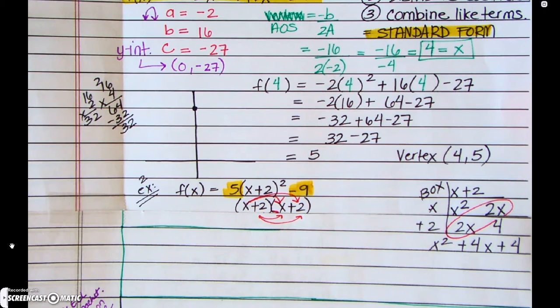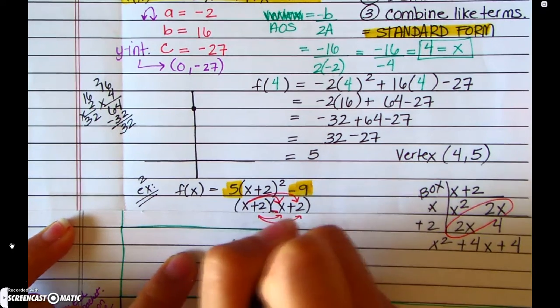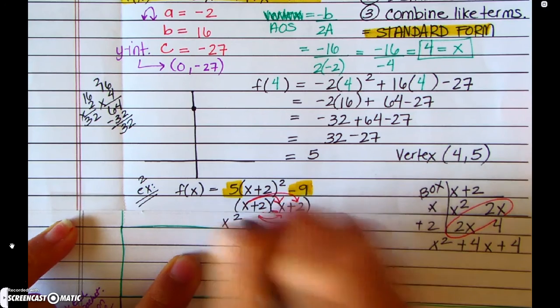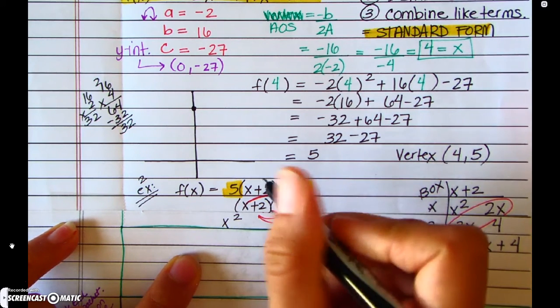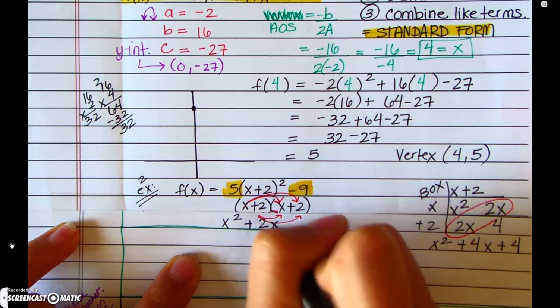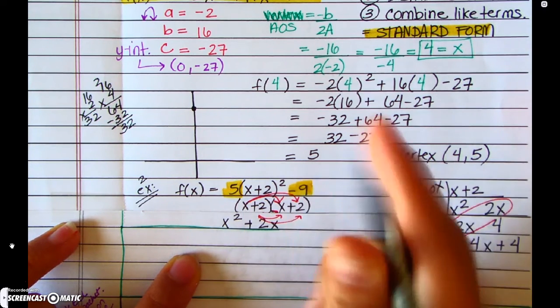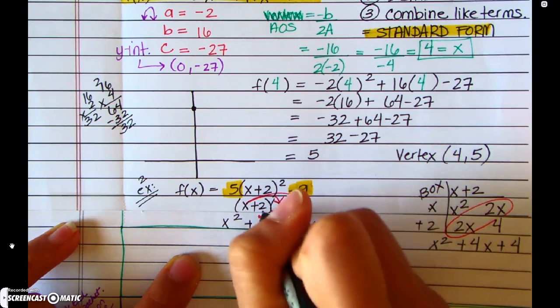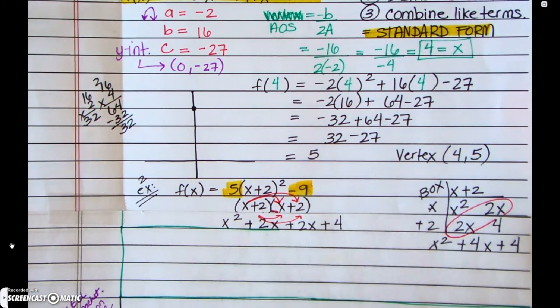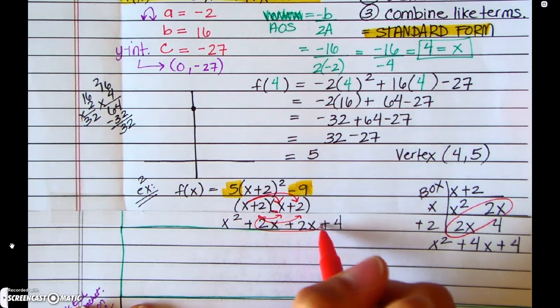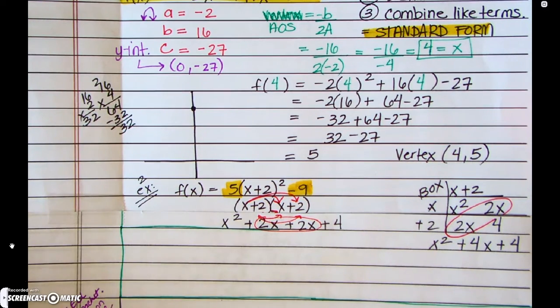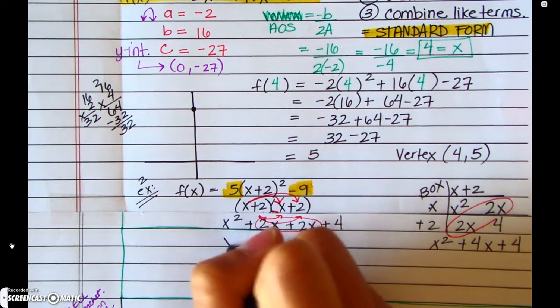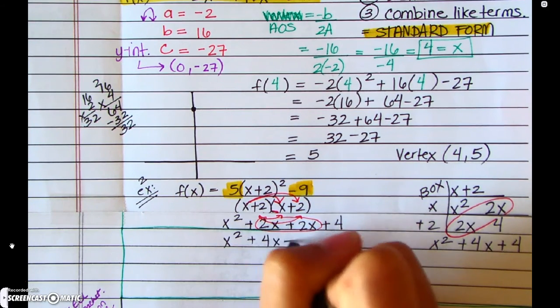X times x gives you x squared. X times 2 gives you 2x. 2 times x gives you 2x, and then 2 times 2 gives you 4. You're going to combine all the terms that are the same, which in this case are the 2x and the 2x. So 2x plus 2x equals 4x. So your answer is going to be x squared plus 4x plus 4.